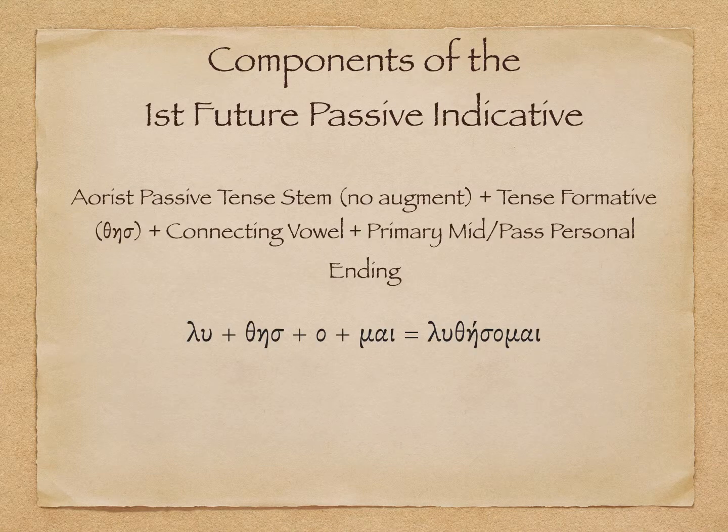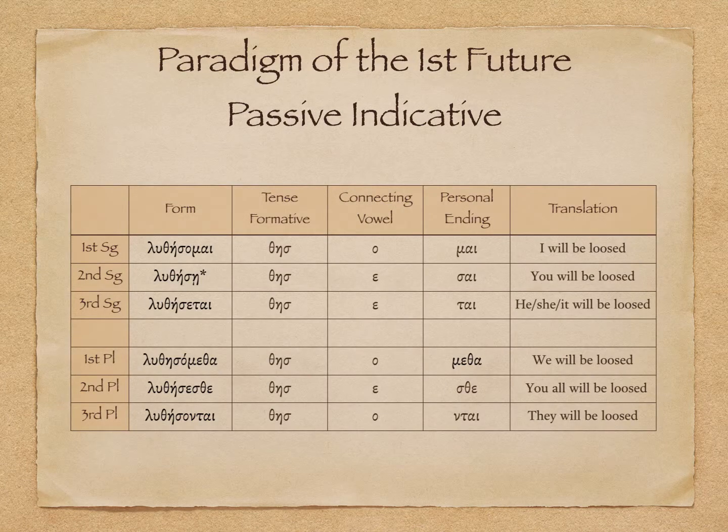Thinking about the first future then, it is also built on the aorist passive tense stem, no augment, and here the tense formative is thaes. Luthesomai. You can see the connecting vowel and the primary endings, because again there's no augment. Augments signal secondary endings.